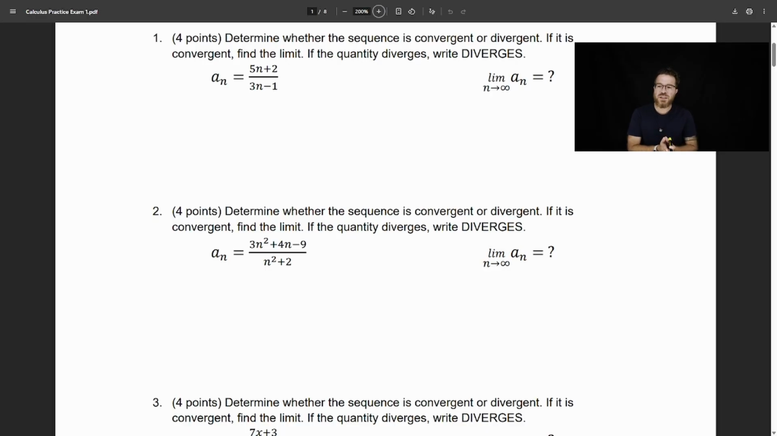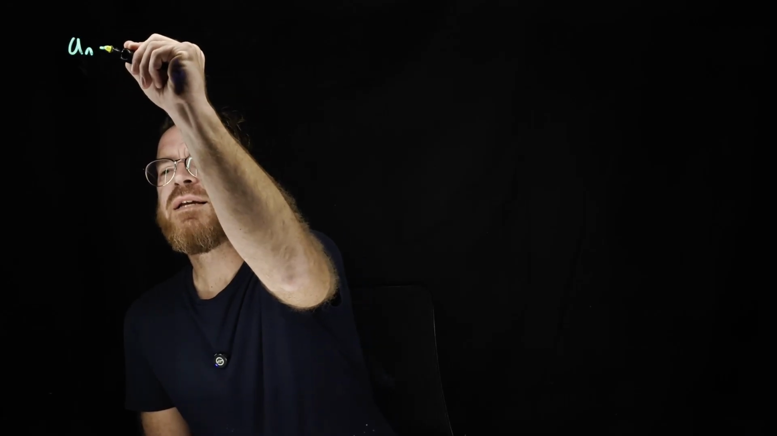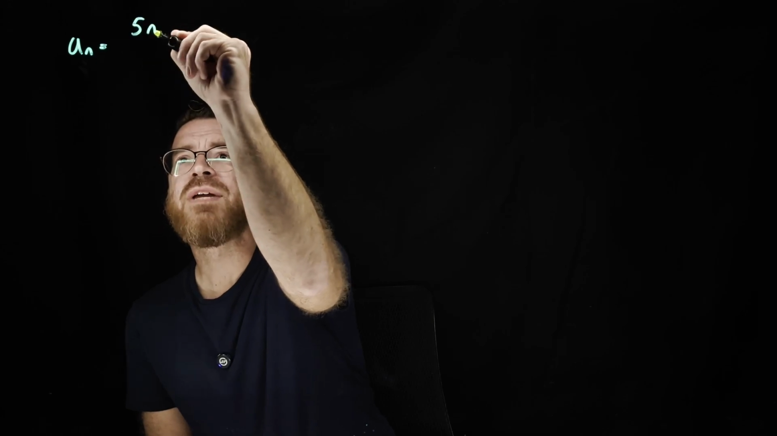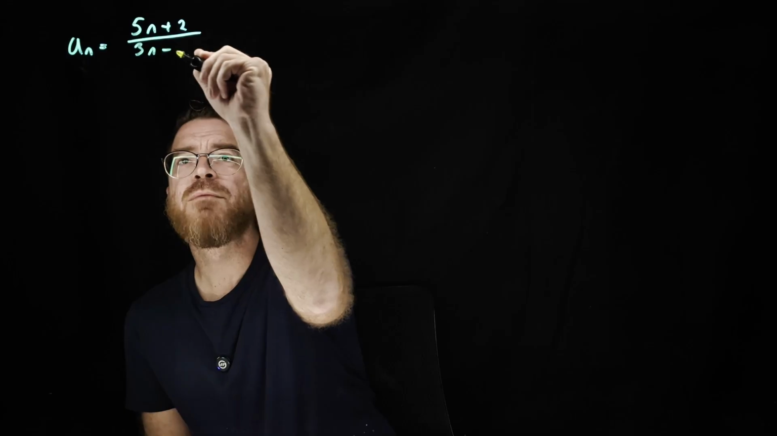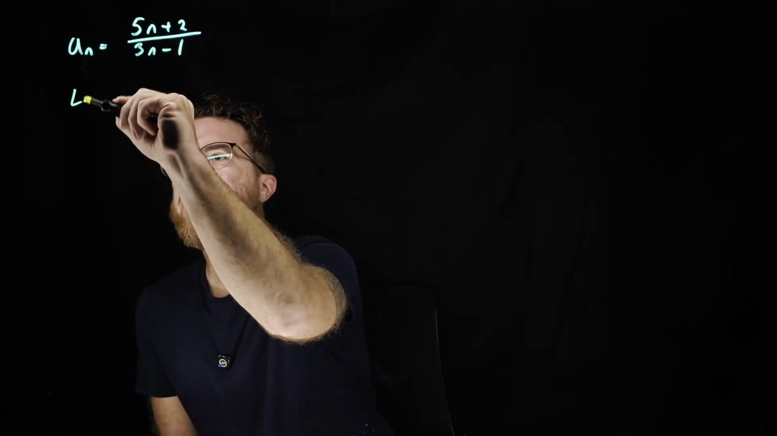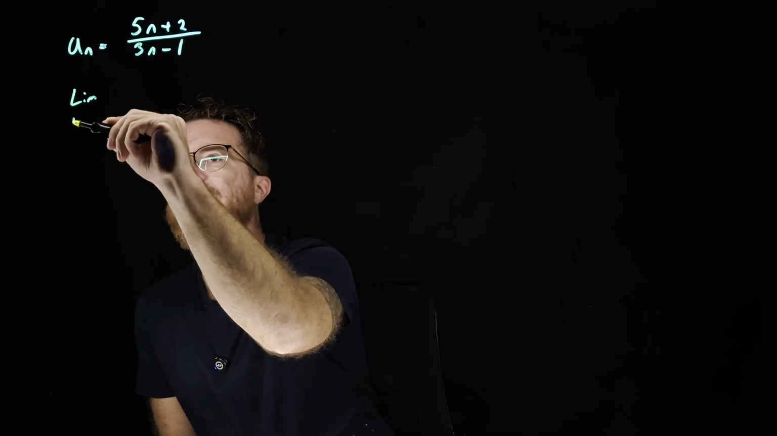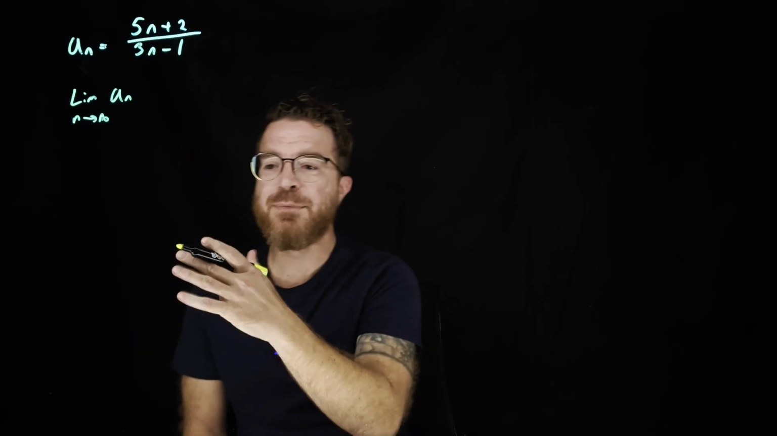So the first question says to determine whether the sequence is convergent or divergent. And if it's convergent, find the limit. If the quantity diverges, we just write diverges. So our first limit is a_n equal to (5n + 2) over (3n - 1). What we're looking at is, as we take the limit as n goes to infinity, what is happening with this specific sequence.